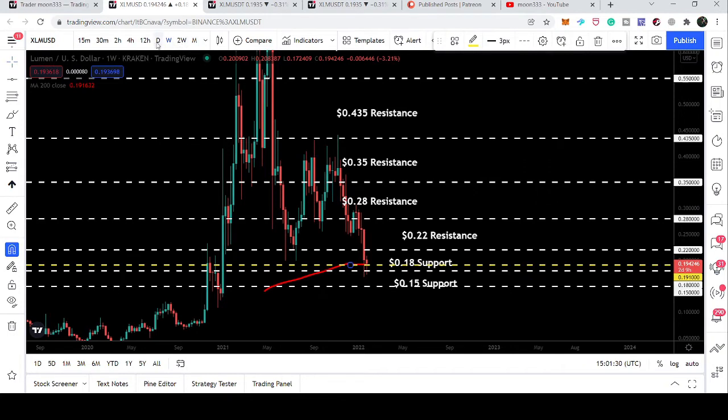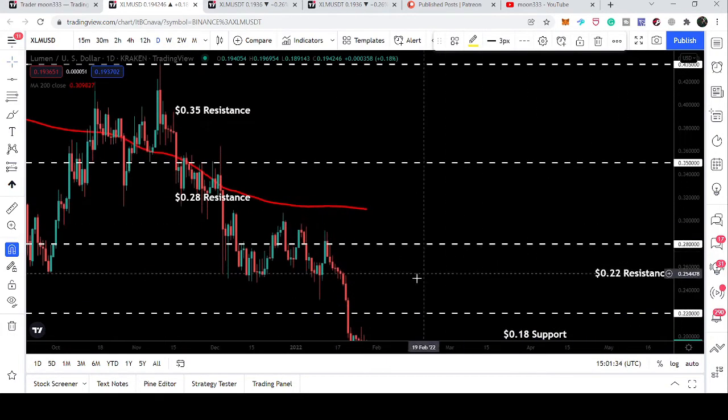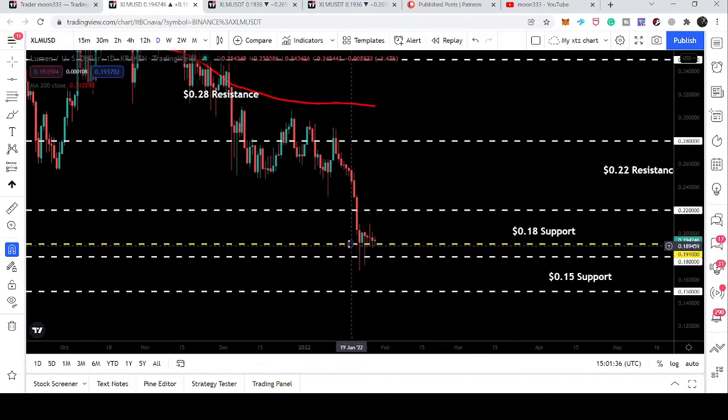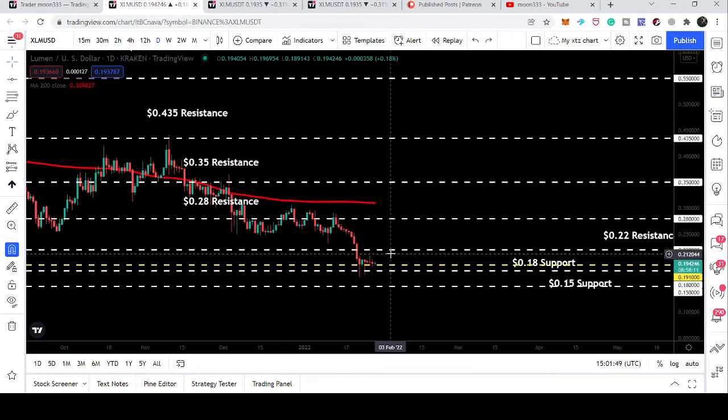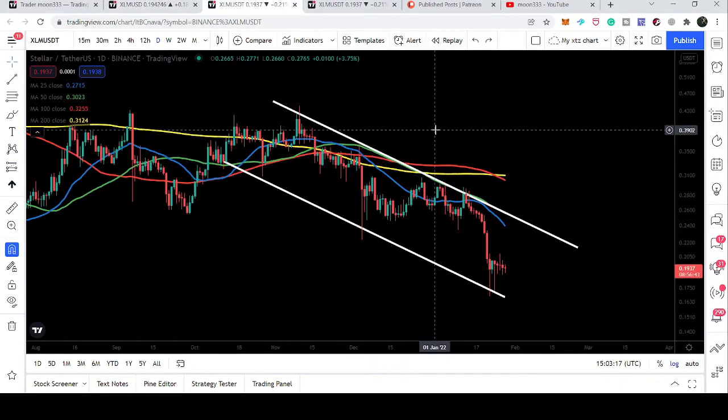Now if we switch to the daily time frame, then we can see that we are having very nice accumulation above this 200 weekly simple moving average where I placed this trend line. We can see that we are being accumulated above this level of 19.1 cents where we have the 200 weekly simple moving average.